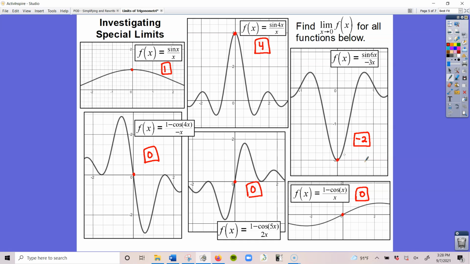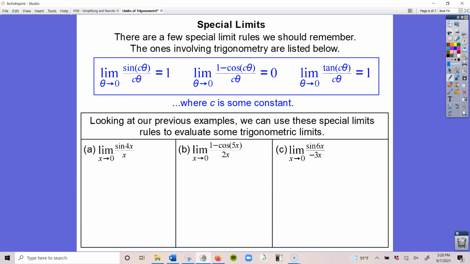So what are these special limits? For the first one, we have the limit as theta is approaching 0 of sine of c theta over c theta is going to equal 1. So now c is just any number, a constant. Typically if they are the same number, then the answer would be 1. The limit as theta approaches 0 of 1 minus cosine c theta over c theta is going to equal 0. And the limit as theta approaches 0 of tangent of c theta over c theta is also equal to 1.